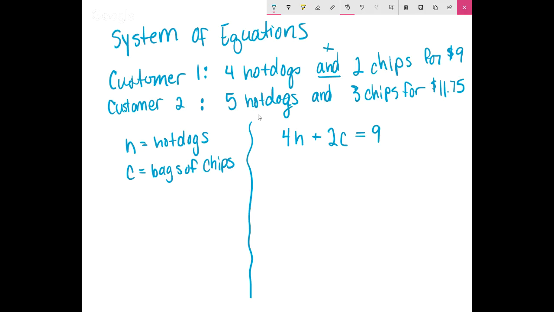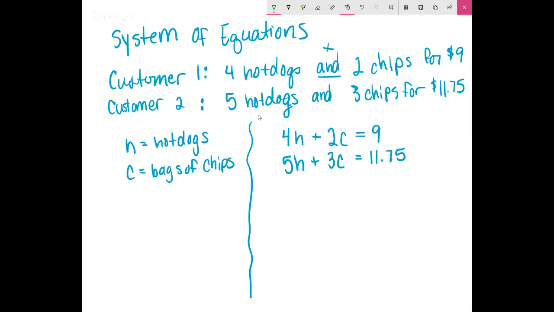All right, cool. So the second customer, 5 hot dogs plus how many chips? 3 bags of chips. And how much did he spend? $11.75. Cool. All right. We got our equations. We translated our word problem, our English. Okay, I'll send it to you, Asia. Cool. We translated our English situation to our math system of equations.